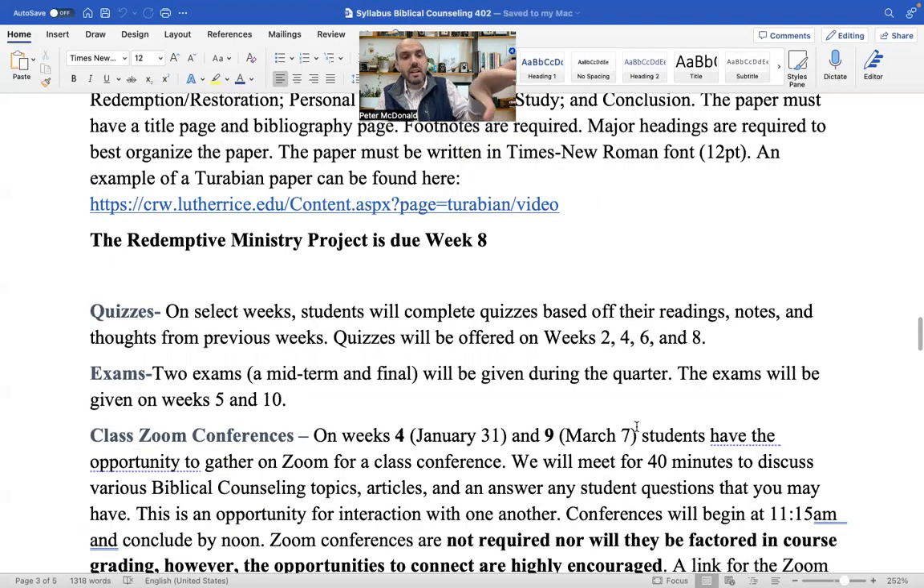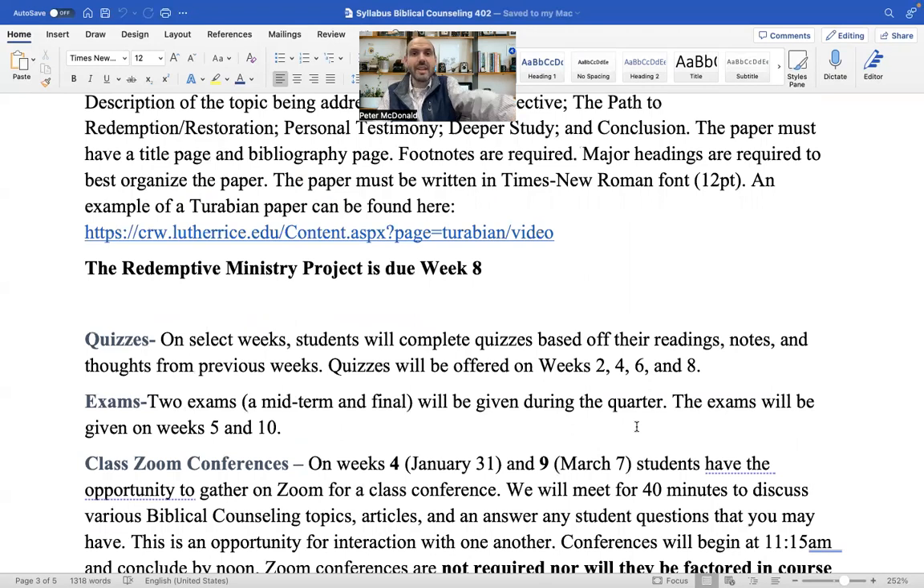The ministry project, the Redemptive Ministry Project, is due week 8. No ifs, ands, or buts. It is due on week 8. When I say it's due on week 8, that means it's due the Monday at the end of week 8.